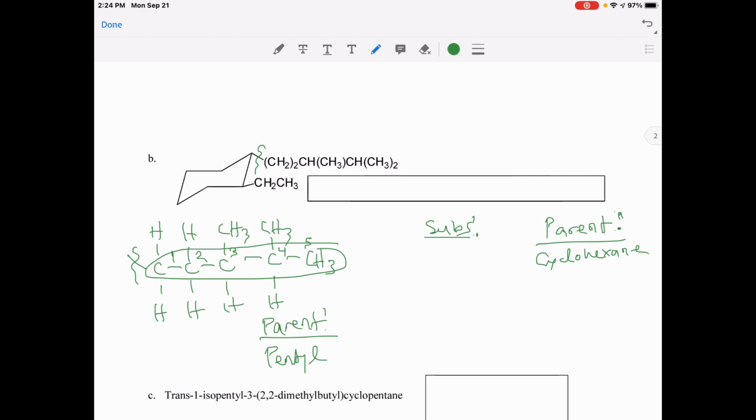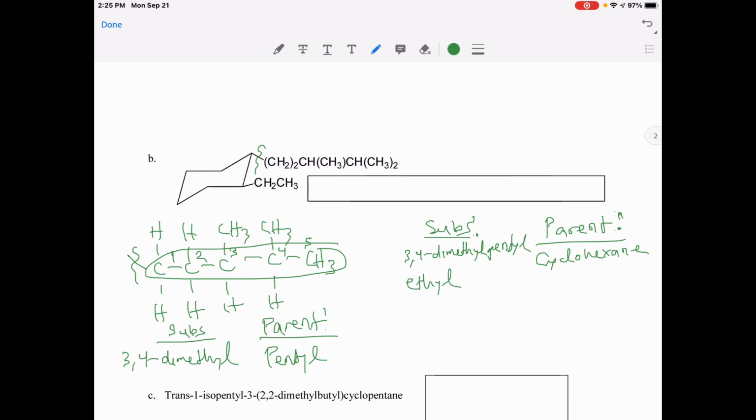With that in mind, we can write out how we would describe this arrangement of methyl groups on the complex substituent: 3,4-dimethyl. Now that we have that, we can combine the two parts, the substituents and the parent part, and it gives us the name of the complex substituent: (3,4-dimethylpentyl). And we'll also list the other substituent attached to the ring, an ethyl group.